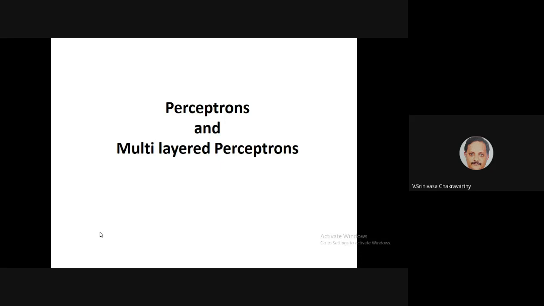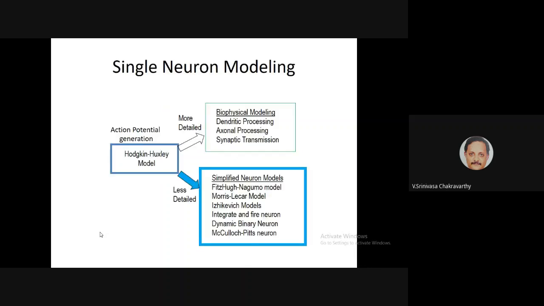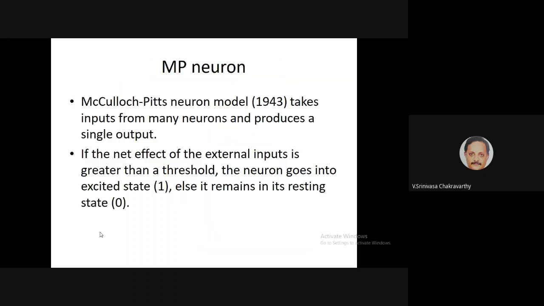So now we'll slowly go towards models of networks. Like I've been saying, if you want to construct networks, you have to start with a simple single unit model. A detailed single unit model is too complicated. It's very cumbersome to construct large networks. So we'll start with the simplest neuron model that we have seen so far, right? Which is the McCullough and Pitts neuron model, which is a static neuron model. There's no differential equations there. And with that, we will construct networks, right? So that is the McCullough and Pitts neuron.